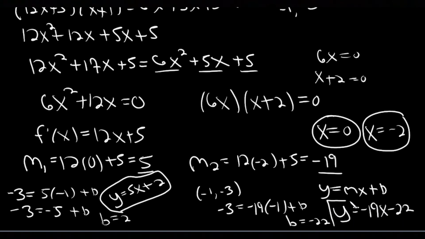Okay, and that's it. So you just found the equations of the tangent lines passing through the point negative 1, negative 3, and they will in fact be tangent to the curve, in our case here, that quadratic. Okay, so you can go ahead and graph this out, you can test it out, but those are going to be the equations that you end up getting.